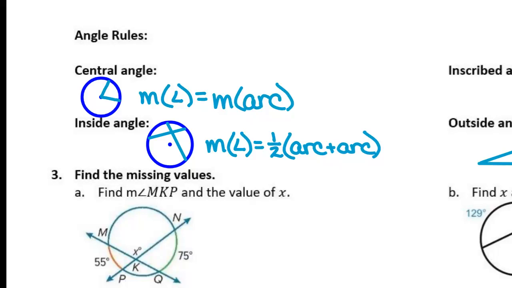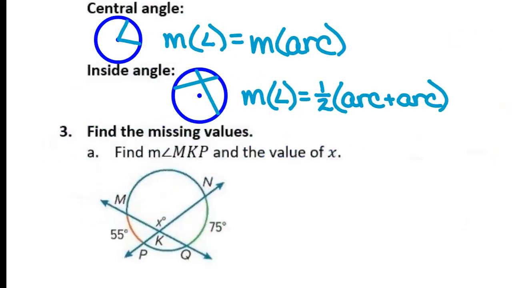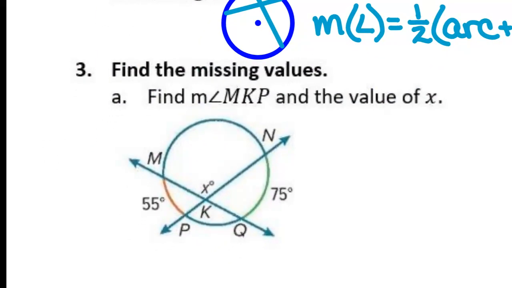All right, let's look down here at number 3, part A. We're going to find the measurement of angle MKP and the value of x. So angle MKP, well, here's M, here's K, and here's P. So this is the angle that we're looking for.